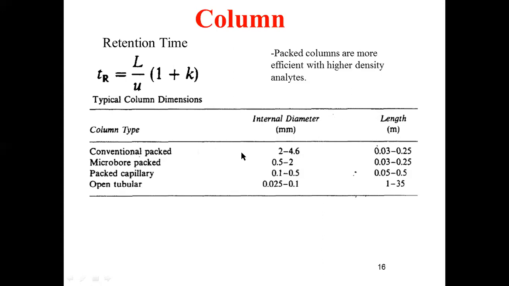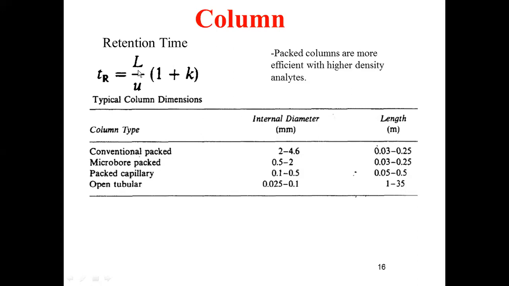This table summarizes the efficiency and the dimensions of the columns that we use in the supercritical fluid chromatographic technique. The internal diameter and length are presented here. If you use a conventional packed column, the ID will be 2 to 4.6 millimeter, and it will have a length of 0.03 to 0.25 meter. Similarly, microbore columns can also be used. Packed capillary columns can be used. Open tubular columns can be used. Open tubular columns have a lower internal diameter, and the length can be increased up to 35 meter.